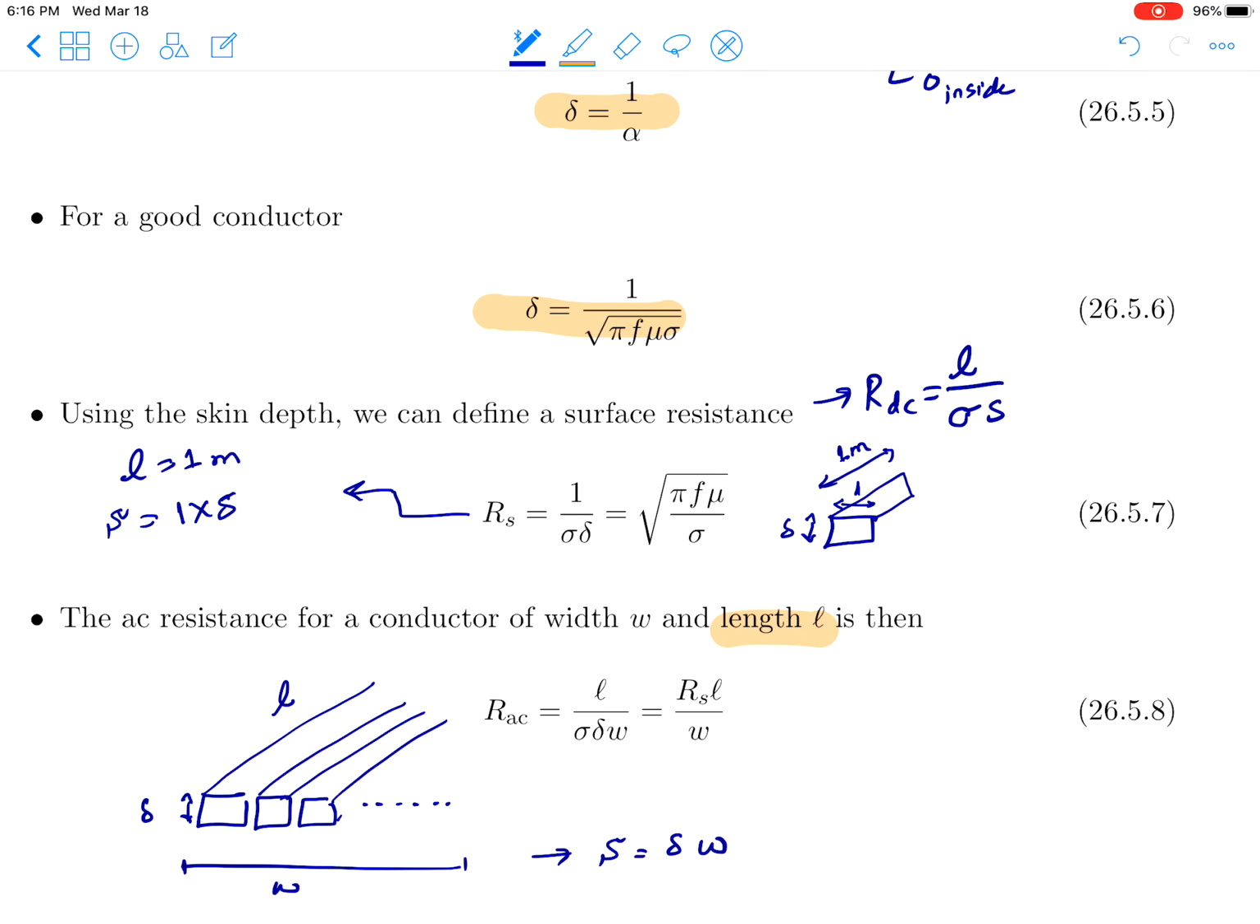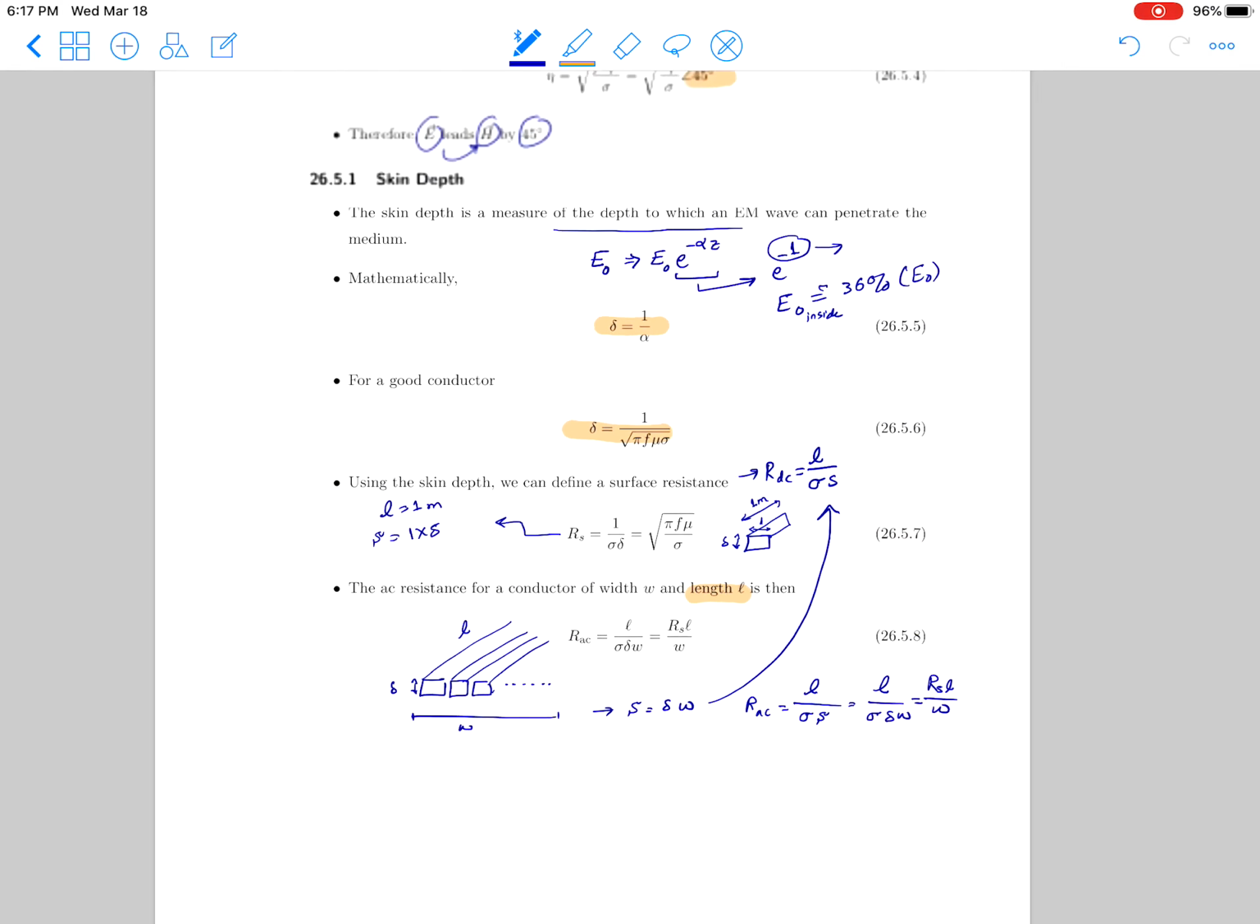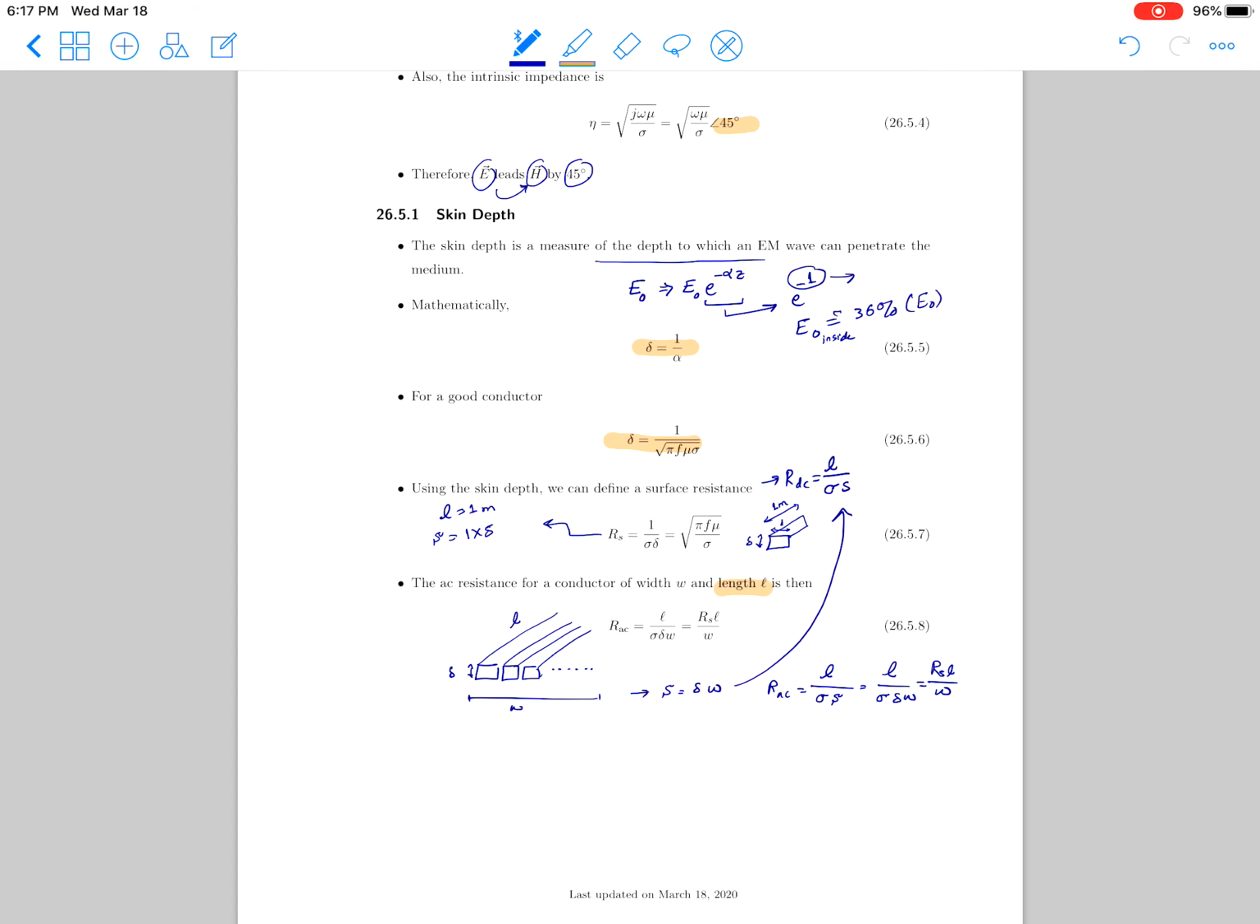And if I substitute it into this equation, I will get something called the AC resistance. So L over sigma S, where S in this case is delta W, and using the surface resistance we can simplify it to Rs times L divided by W. In the next video we'll solve some problems on wave propagation.